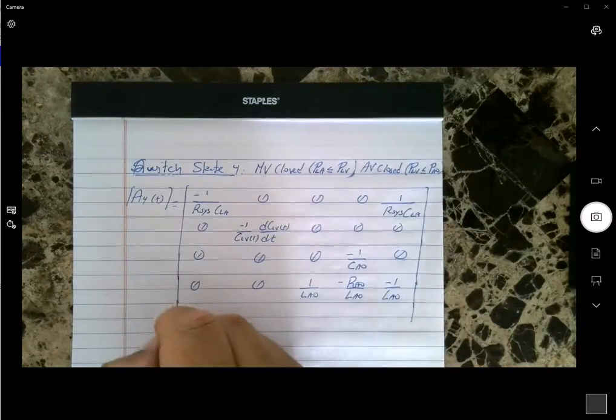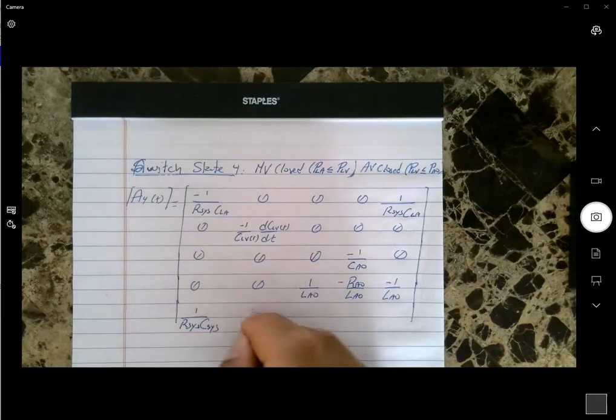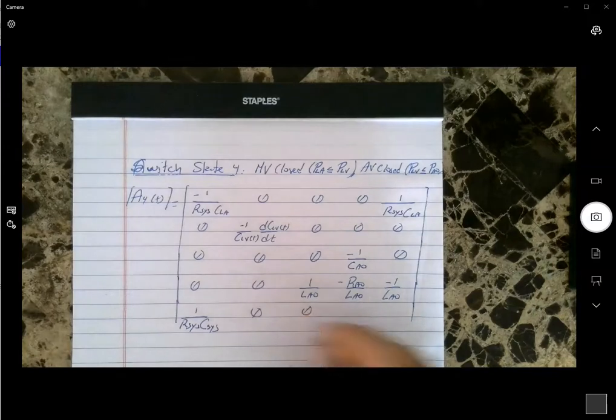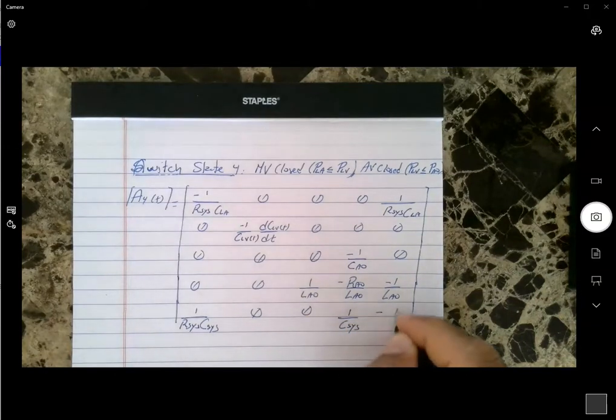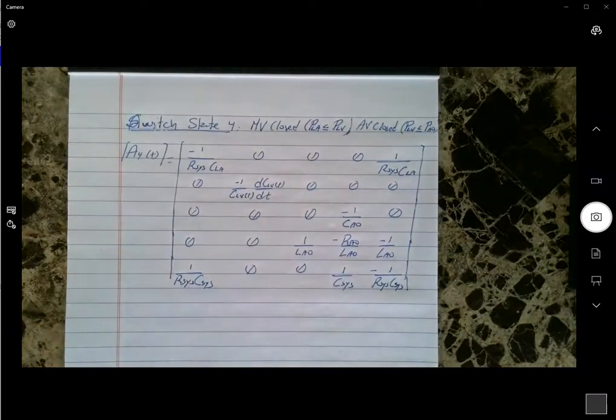And equation number five is 1 over R systemic, C systemic, 0, 0, 1 over C systemic, and minus 1 over R systemic, C systemic. And that's it. So that completes our four coefficient matrices for the same system of equations.